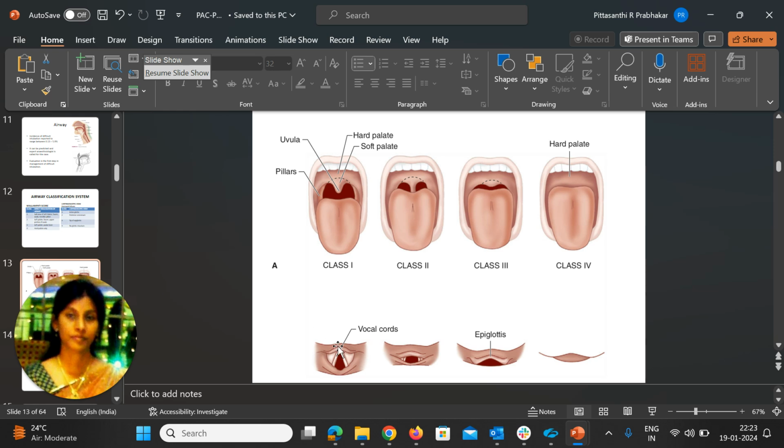In Cormack-Lehane grading, in grade 1 you can see the vocal cords and the glottic structures. Here the glottis is seen and only the posterior commissure is seen. In grade 3, only the tip of the epiglottis is visible. In grade 4, no glottic structure is visible.